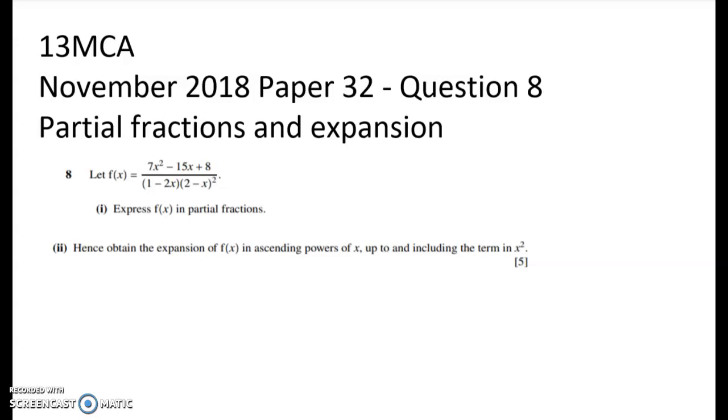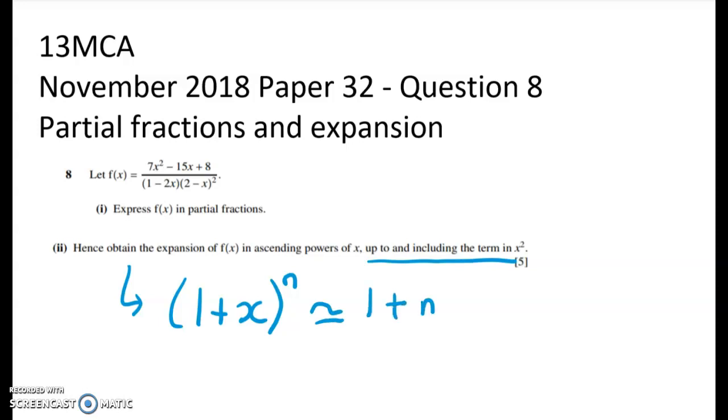It's the second part that is really quite tedious, and that's where we have to obtain the expansion of f of x in ascending powers of x up to and including the term in x squared. So remember, what we're going to be using for this bit is the binomial theorem with negative powers. So (1 plus x) to the power of n is roughly equal to 1 plus nx plus n times (n minus 1) over 2 factorial times x squared. And that's as far as we're going to need to go.